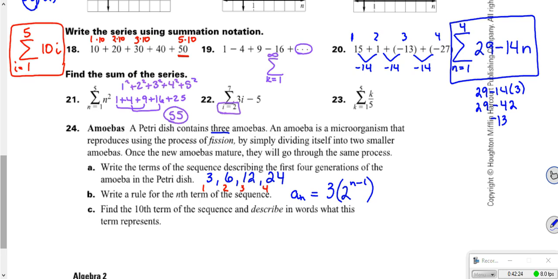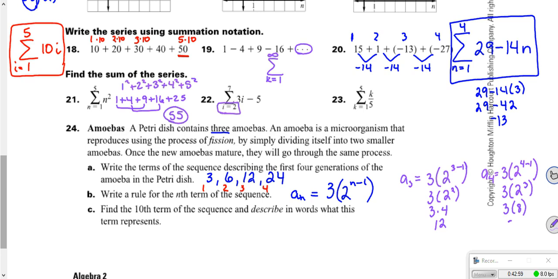So let's try it out. Let's try it out on the third term. So if we're going to test that out, then the third term would be 3 times 2 to the 3 minus 1. So this would be 3 times 2 squared, which would be 3 times 4, which is 12. That works. Let's try it on the fourth term. A sub 4 would be 3 times 2 to the 4 minus 1. Well, that would be 3 times 2 cubed. That would be 3 times 8, which is 24. Yep, that works. I think that's my rule. Okay, so this is my rule here.